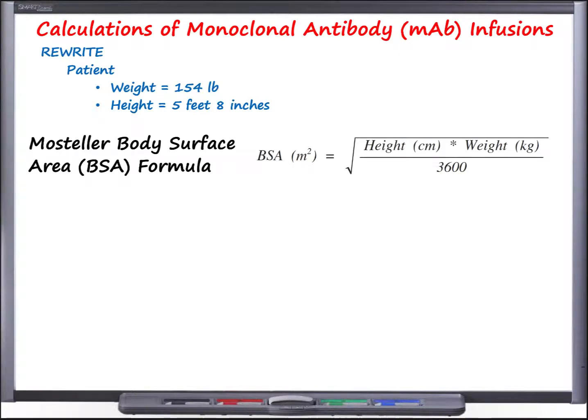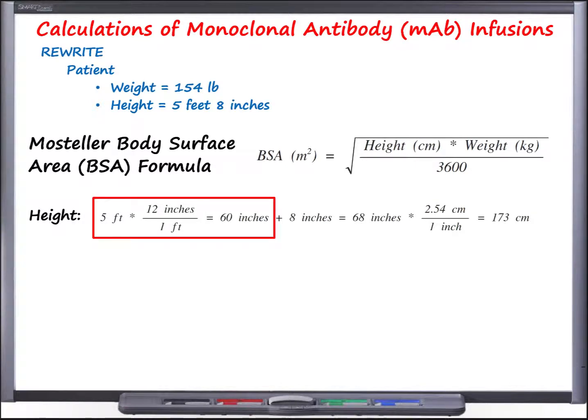So we'll start with a reminder of the Mosteller body surface area formula, which was to take the height, and be careful with the units here, we need the patient's height in centimeters times their weight in kilograms. We divide that by 3,600 and be sure to take the square root of that. And that would give us our value in meters squared. So let's start with this patient's height.